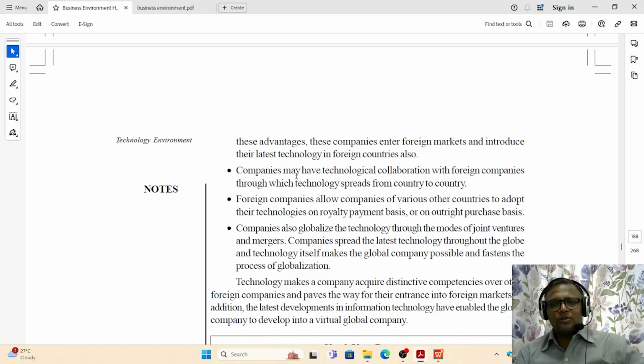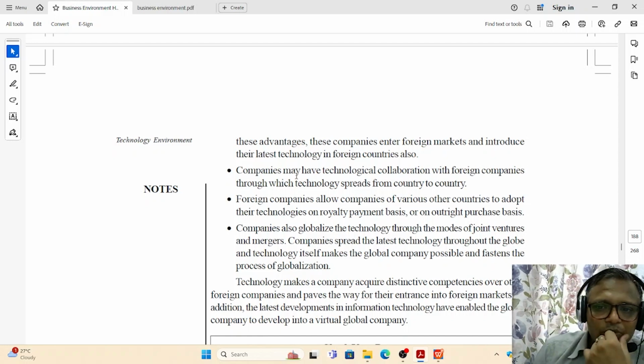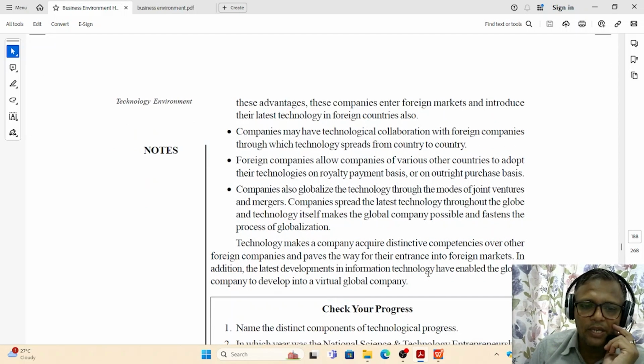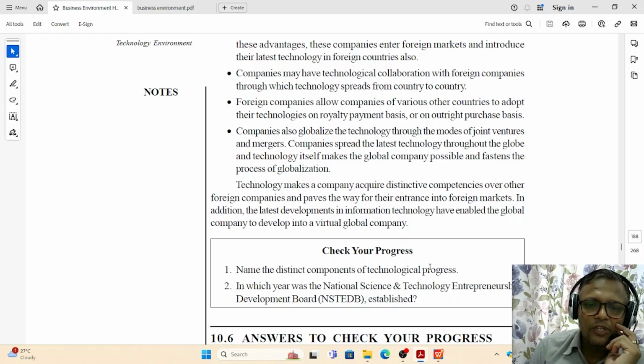Thus, companies also globalize the technology through the modes of joint ventures and mergers. Companies spread the latest technology through the globe. Thus, globalization of the company becomes possible and the process of technology transfer becomes faster. Therefore, technology makes a company acquire distinct competencies over other foreign companies and paves the way for their entrance into the foreign market. In addition, the latest developments of information technology have enabled the global company to develop a virtual company.